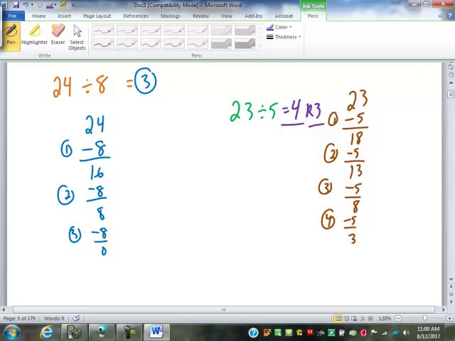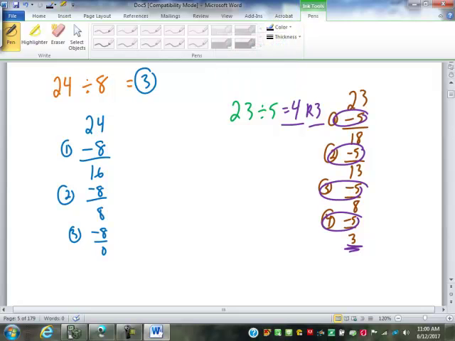Now there are different things we can do with that remainder. We can make it a fraction or a decimal, or we'll look at those as the summer goes on. But that's where the remainder comes from. 23 divided by 5 is 4 with a remainder of 3, because we can subtract 5 from 23 4 times with 3 left over.